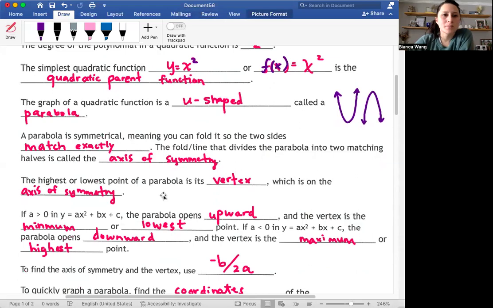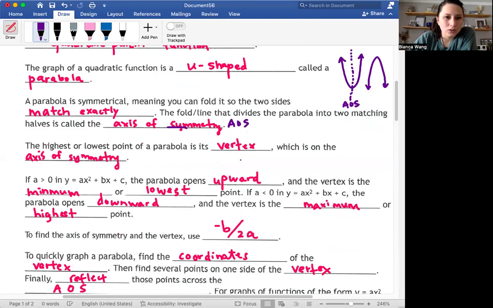A parabola is symmetrical, meaning it's the same on both sides. If I were to draw a line here and then fold it in half, it would be completely identical on both sides, meaning you can fold it so the two sides match exactly. The fold or the line that divides the parabola into two matching halves is called the axis of symmetry. We can call it AOS for short.